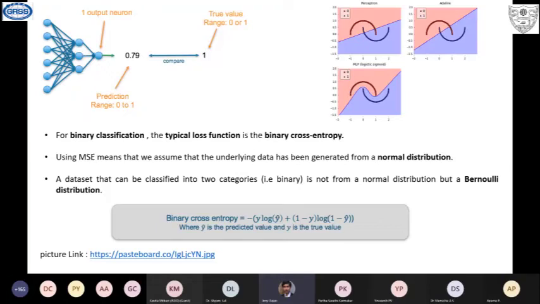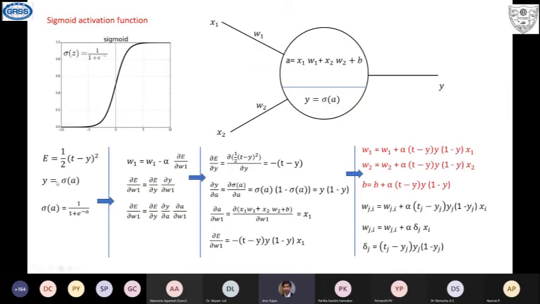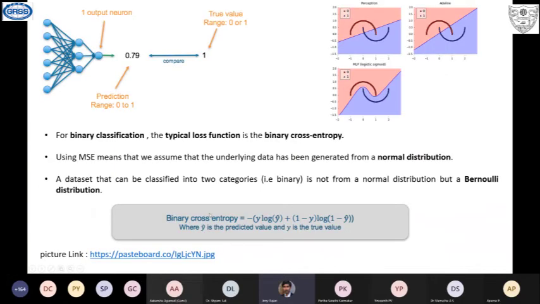So instead of using MSE as a loss function, if you want to do classification, it is better to use cross entropy. Since in this case we have only two classes, you can use binary cross entropy as a loss function. This will work better if you want to do classification. Here we used MSE. Instead of MSE, you can use binary cross entropy.